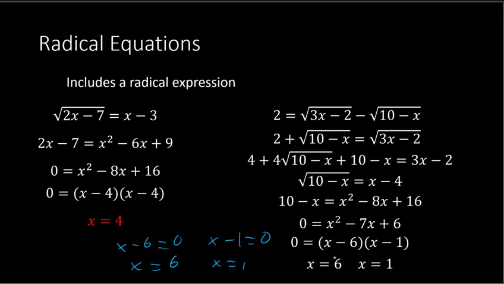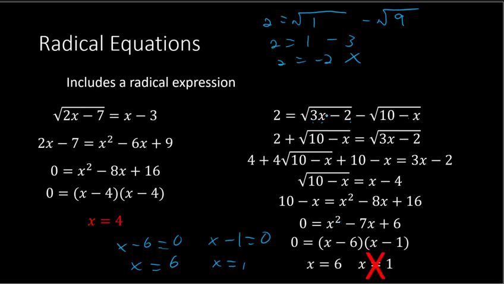So we have two different answers, and we always, again, want to double check by plugging back in to the original equation. So if we plug a 1 back into the equation, we would have 2 equals the square root of 3 times 1 minus 2. So if we plug a 1 in there, we have 3 minus 2, which is 1. And then minus the square root of 10 minus x, so 10 minus 1, that gives you 9. So we have 2 equals 1 minus 3. Notice that is not a true statement. So because of that, x equals 1 does not work.